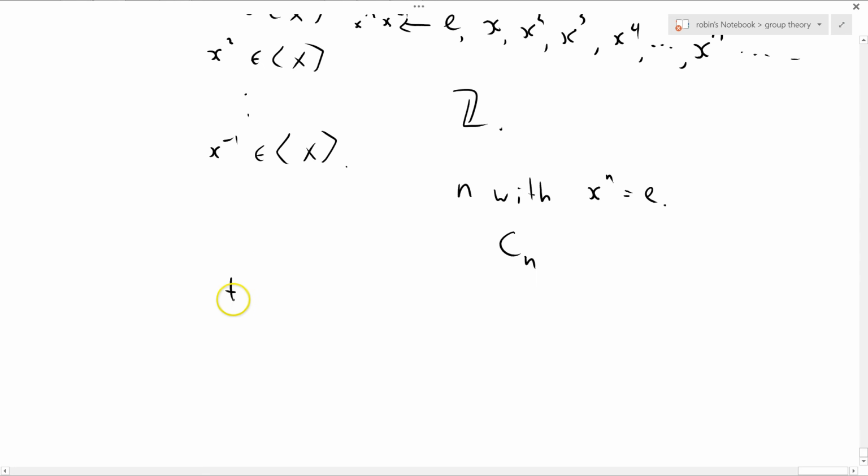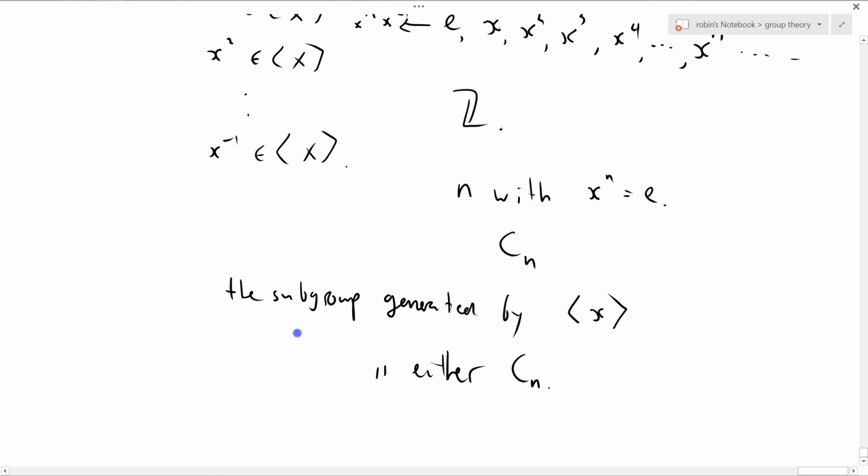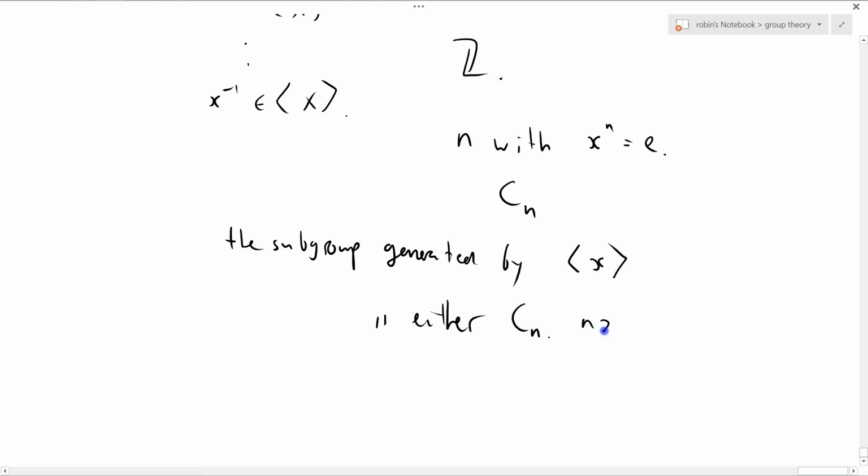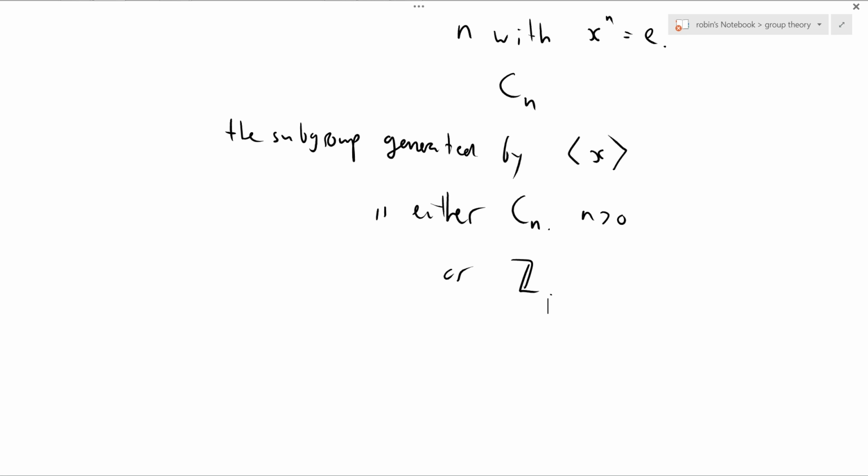So, the subgroup generated by a single element is either cyclic for some n, or the whole integers. And I'll consider some more complicated examples in the next screencast, but I'm going to stop there.